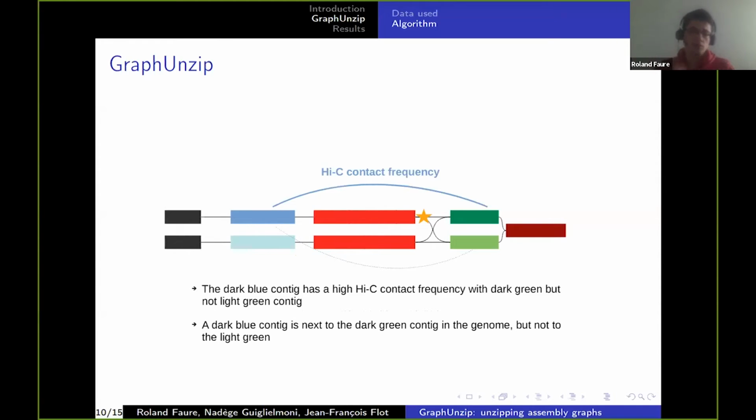The algorithm continues. GraphUnzip looks at the next branching, but this time the situation is a bit different. The dark blue contig shares many contacts with the dark blue contig, so that's probably on the same chromosome, but shares very few contacts with the light blue contig, which means that they're probably not on the same chromosome. And from that, GraphUnzip deduces that it needs to delete the path going from the dark blue contig to the light blue contig.